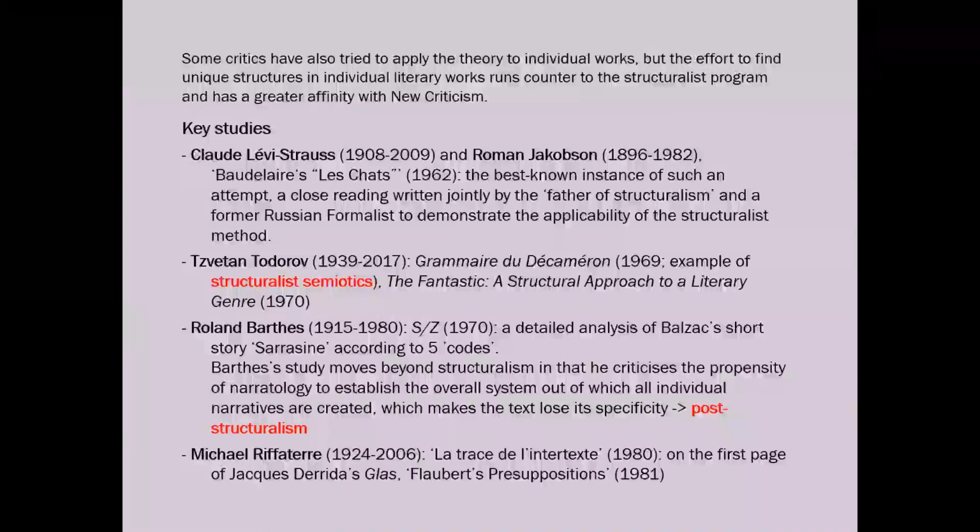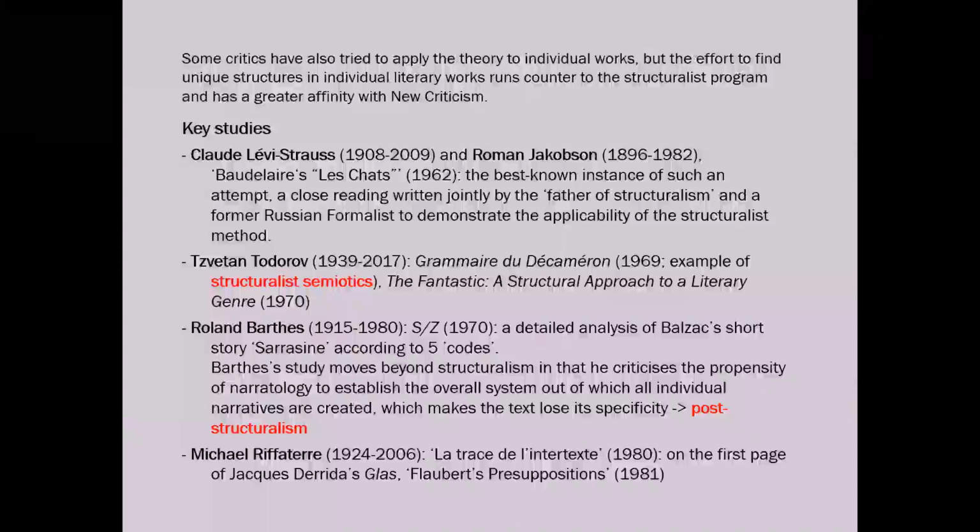Names that I mentioned before are on this slide as well. Todorov: here are the two texts that he wrote that are connected to the structuralist period, more specifically focused on examples of how you apply it. One is on Boccaccio's Tales of the Decameron, which is an example of structuralist semiotics. And another one is on one whole genre, the fantastic, a structural approach to a literary genre.